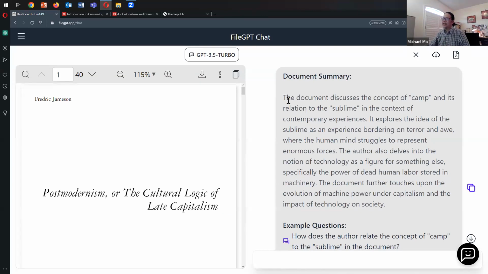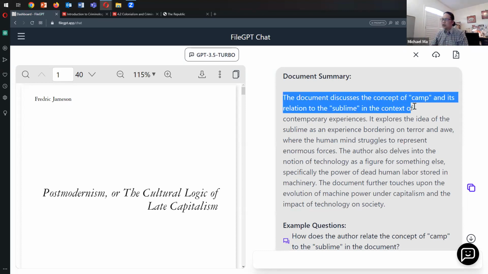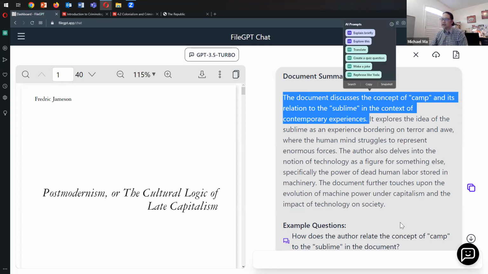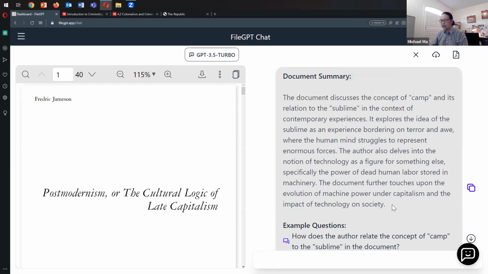I think already here, this is totally untrue. I loaded this up earlier, and the article is not focusing on camp and its relationship to the sublime. That shouldn't be the first sentence. That is wrong, I think. It's talking about how postmodernism, this imagined political economic framework of postmodernism, is a stage of late capital. And I'm not so sure this is reflecting that understanding.